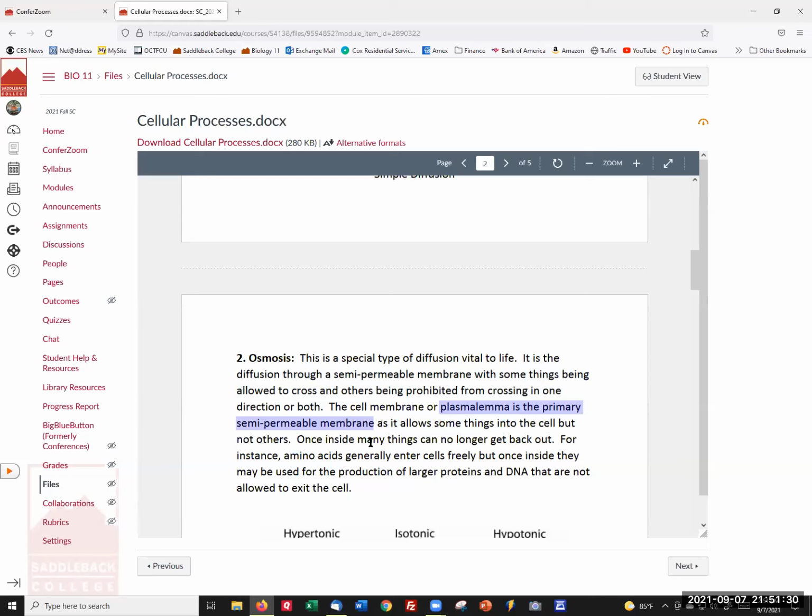Sometimes things can enter the cell, like amino acids, and once inside the cell, form proteins. And those proteins can be incorporated into many things, including chromosomes. Well, it's like building a ship in a bottle. You put something small in there, build it up, and you can't get it back out again. The chromosome's not coming out. The DNA should not be coming out either. So this is a semi-permeable membrane, the plasma lemma.